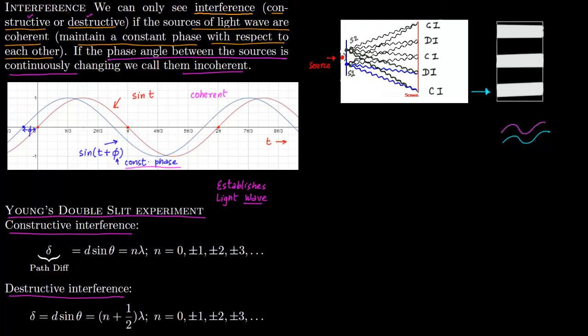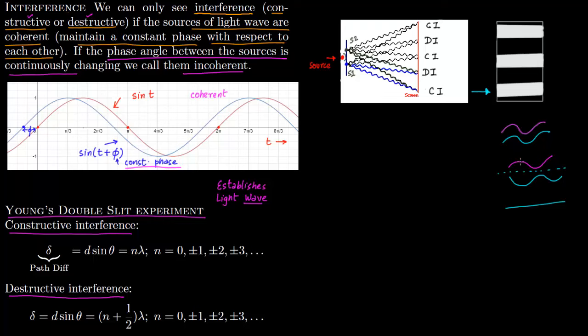Now suppose from one of the slits the light wave is again coming like this, but from the other slit the light wave comes in the opposite direction, that is like this. Now if you add these two light waves, you will just get a 0. They will cancel each other out.